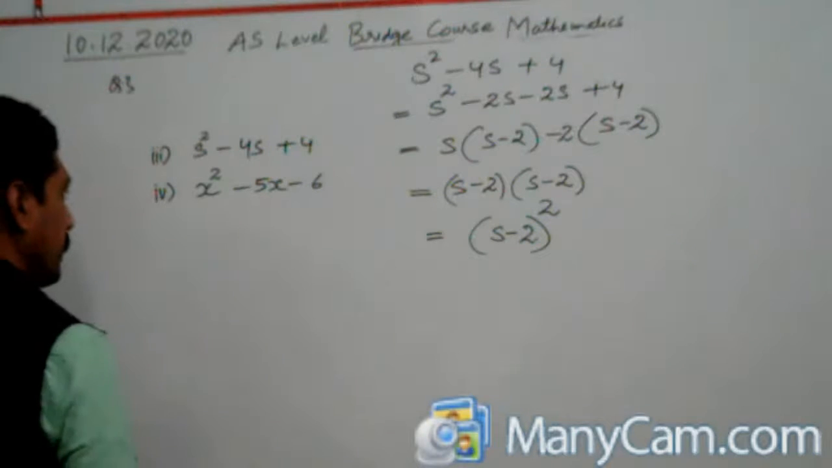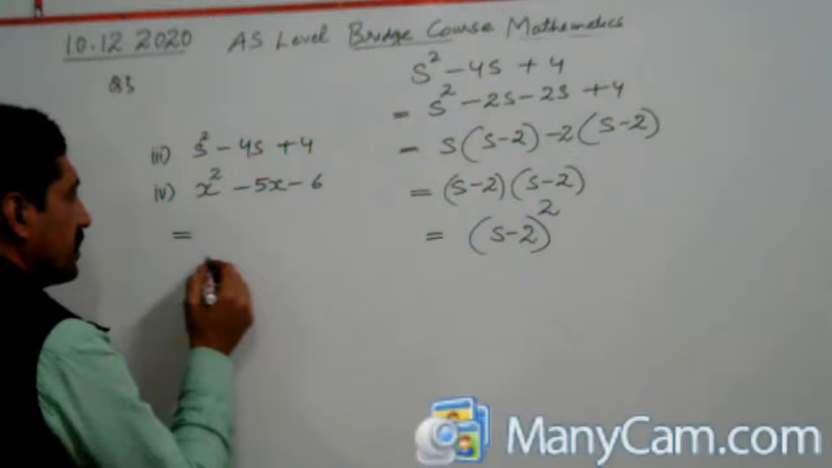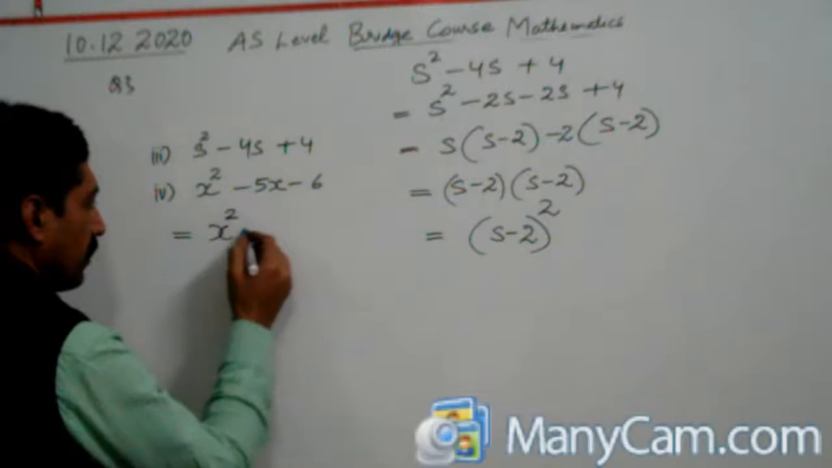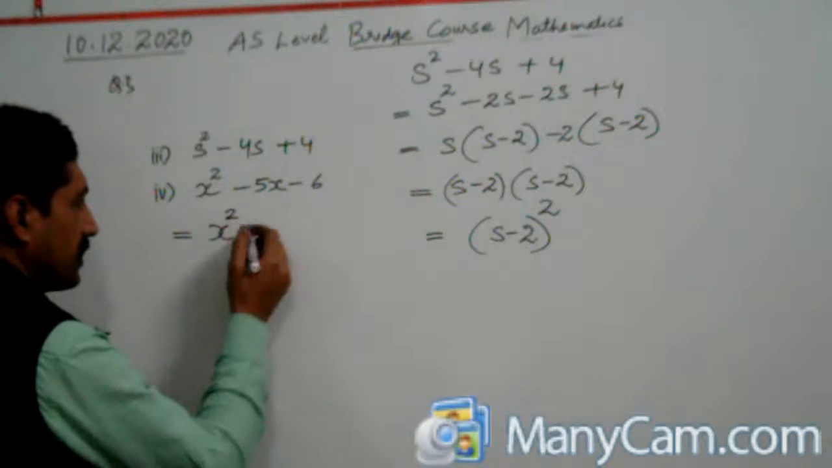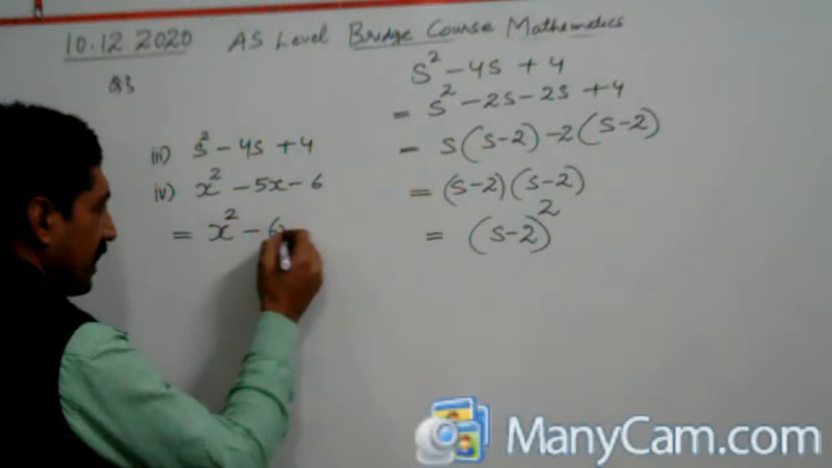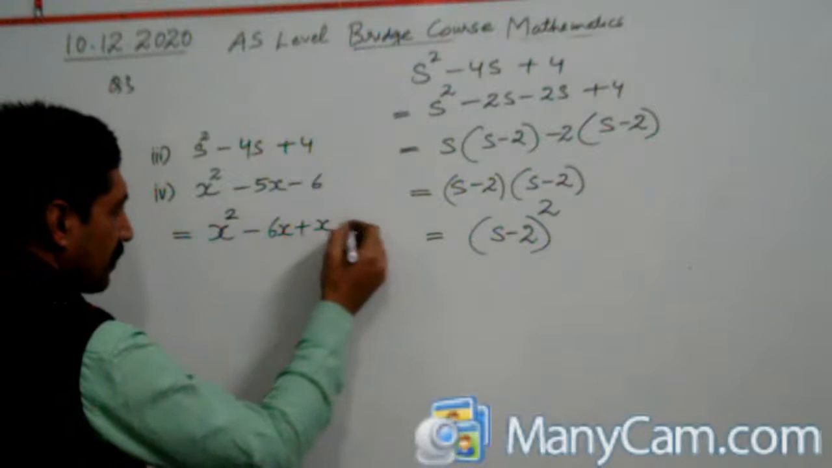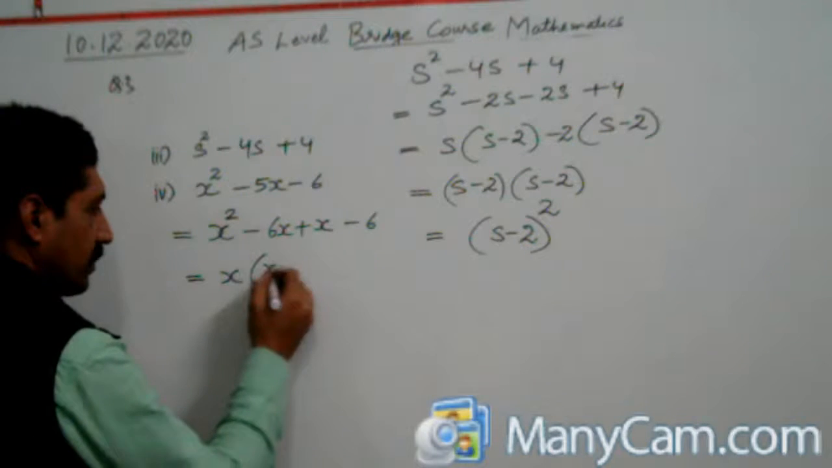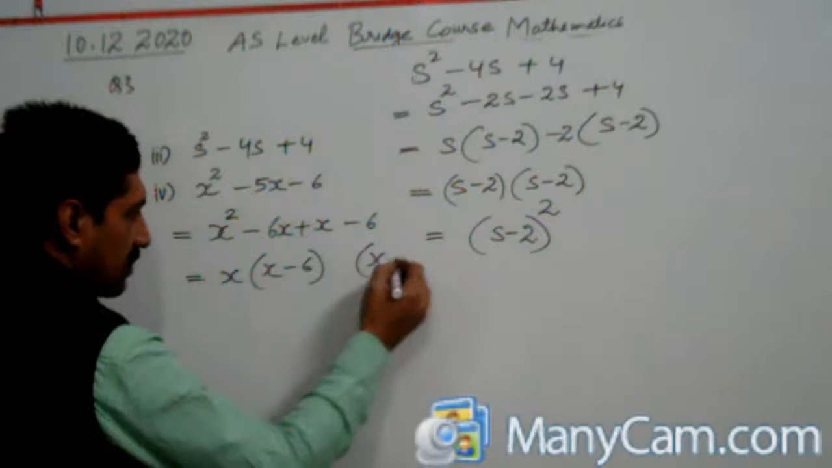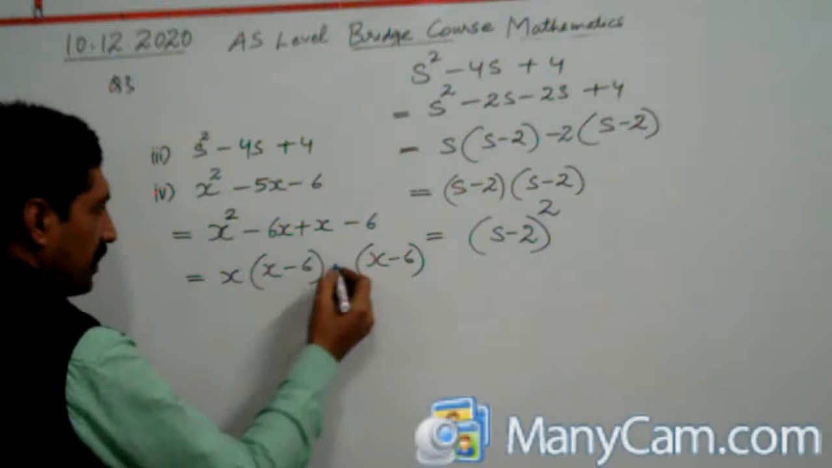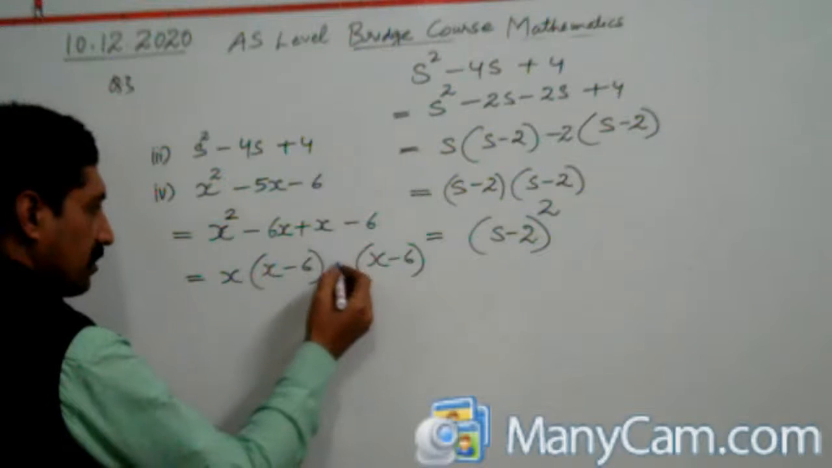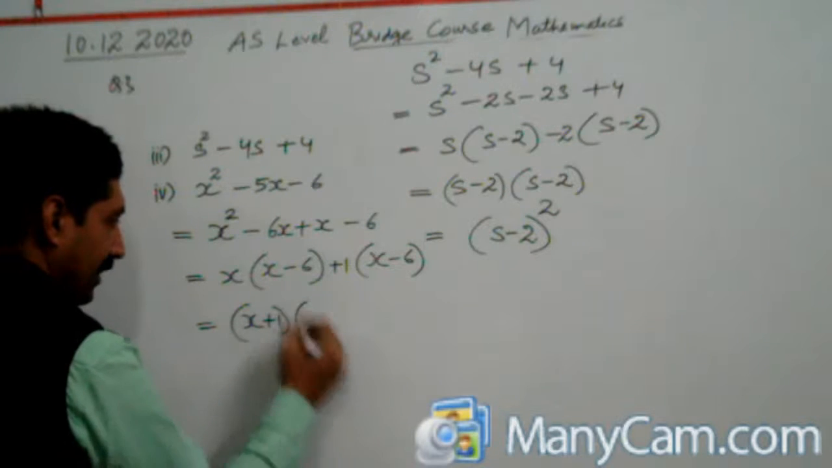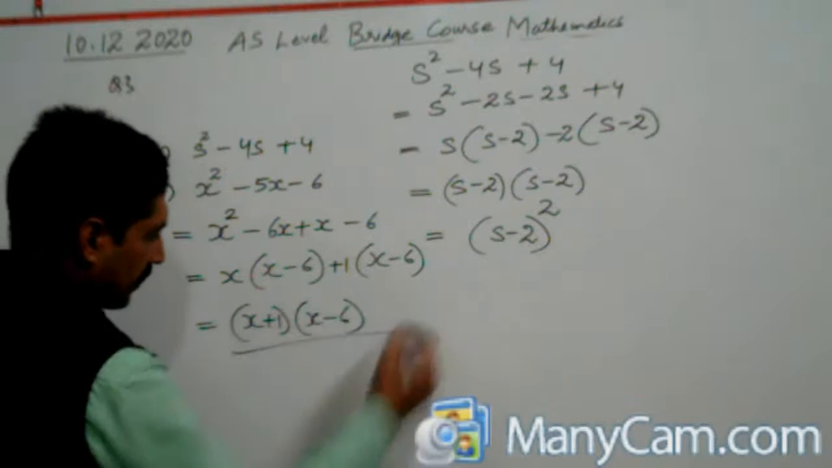And the fourth one: x square minus 5x minus 6. Here 6 plus 1. x square minus 5x can be written as minus 6x plus x minus 6, right? So we can start with x into x minus 6, and here also x minus 6. So what is the common? It is plus 1. So we have one factor x plus 1, and the other x minus 6, right?